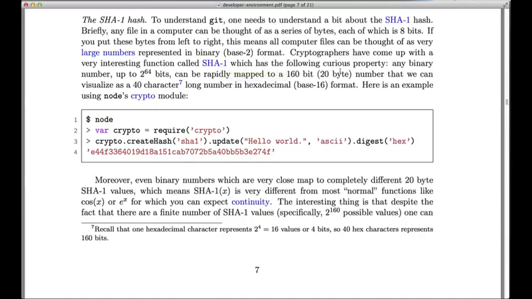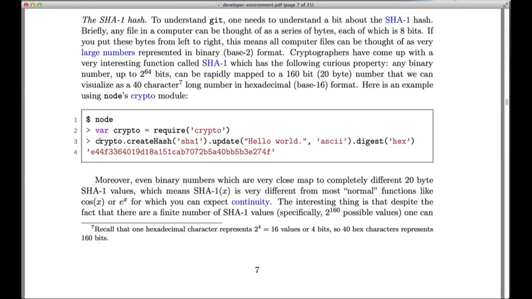And it's the following really curious property. Basically, any binary number up to 2 to the 64th bits, which is a really big number, can be rapidly mapped to a 160-bit number that we can visualize as a 40-character long number in hexadecimal, which is base 16 format. The numbers add up because one hex character is 2 to the 4th, or 16 values, or 4 bits, so 40 hex characters is 160 bits.